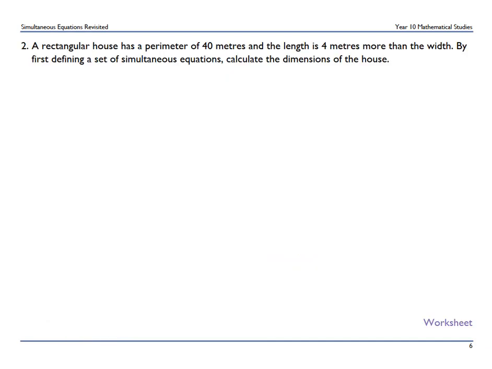Let's look at one more. A rectangular house has a perimeter of 40 meters and the length is 4 meters more than the width. By first defining a set of simultaneous equations, calculate the dimensions of the house. Okay, so this last sentence says what we need to do. So dimensions of the house.